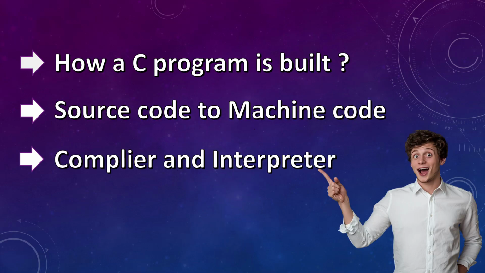Okay. So, in this session, we'll focus on these three topics: how a C program is built, how source code becomes machine code, and the difference between compiler and interpreter. These are basic but very important concepts. Before we start working with LEDs, sensors, and communication modules, we need to know how our code reaches the hardware, because whenever we write an embedded system application, there is always a process happening in the background.